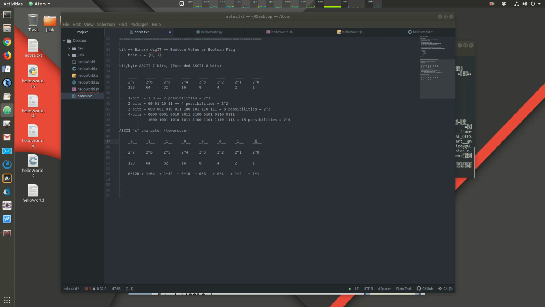All right, and if we go ahead and make that a little bit easier to read, 0 times anything is 0, 1 times whatever you multiply by is the same value, so this is 64, 32, 0, 0, 0, and then we have 1 times 2, which is a 2, and then a 1. When we add all these up, the final value is 64 plus 32, that's 96, plus 2 is 98, plus 1, right? So that's 99 in decimal, and that is equal to our ASCII lowercase c.